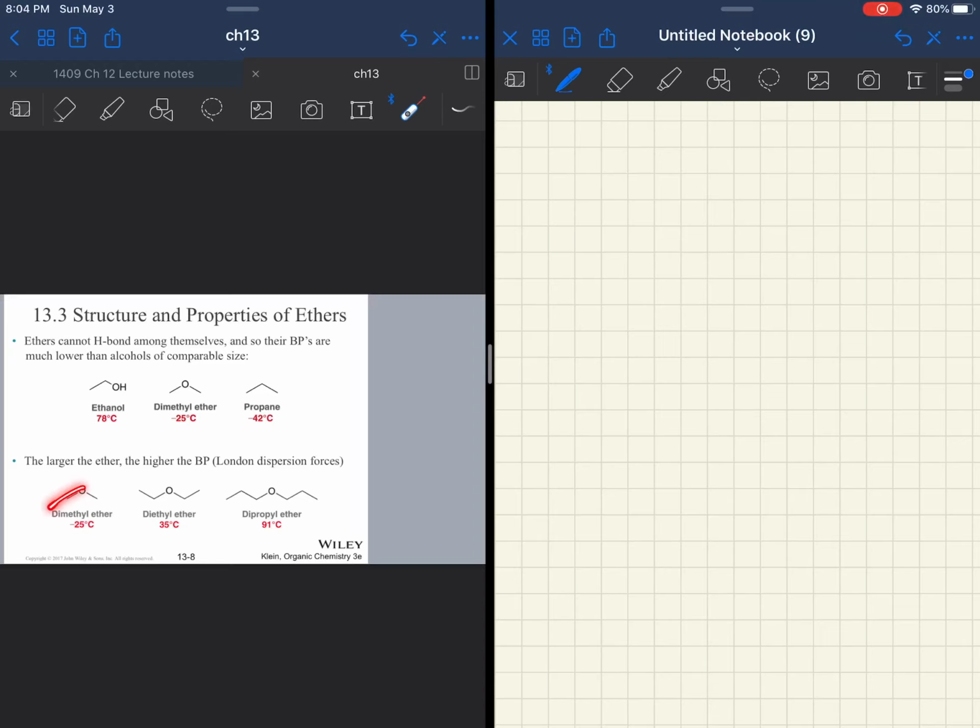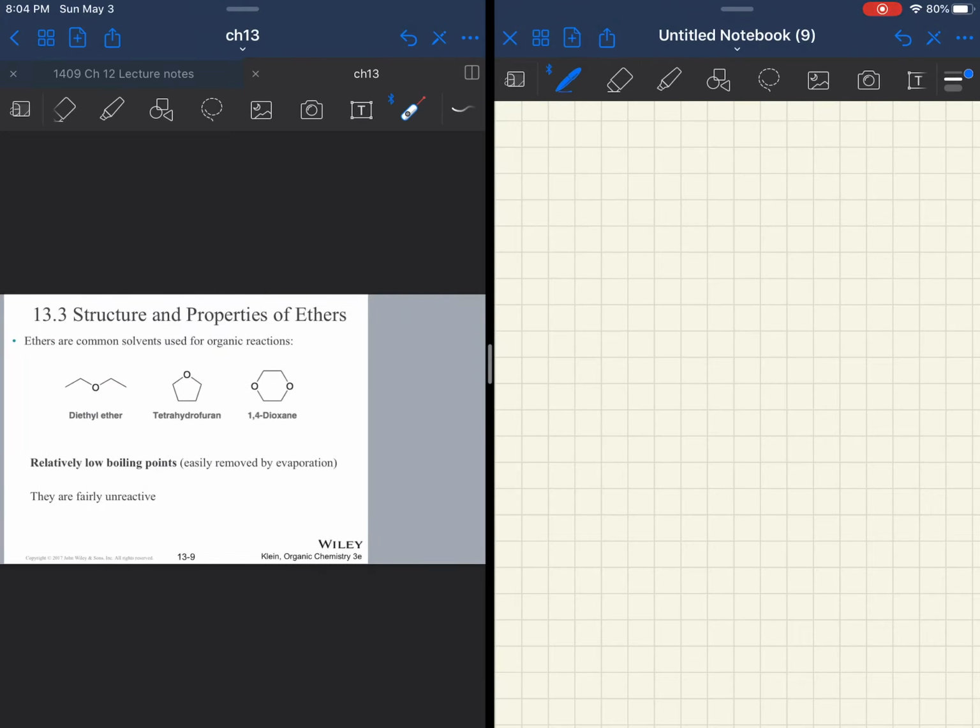It is also affected in terms of size, just like anything else. More London forces are going to mean effects in physical properties. Ethers are great for solvents because they are not particularly reactive, and because they are both polar and aprotic, they can dissolve a lot of variable compounds. And they're relatively low boiling, which is nice because that makes them easy to remove.